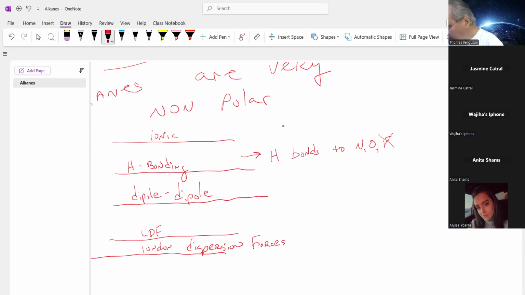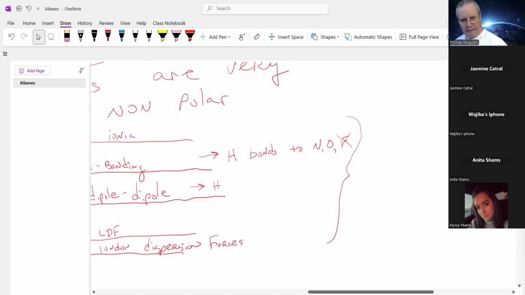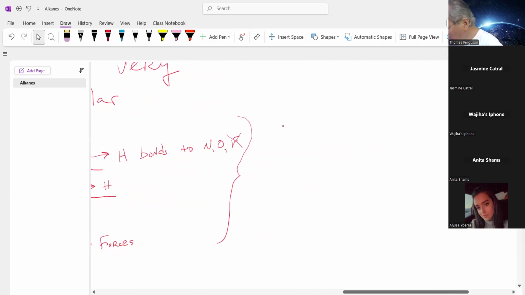Now, you can have dipole-dipole, but if hydrogen is not bonded to nitrogen, oxygen, or fluorine, it's not hydrogen bonding, so it isn't as strong. And this has to do with electronegativity.